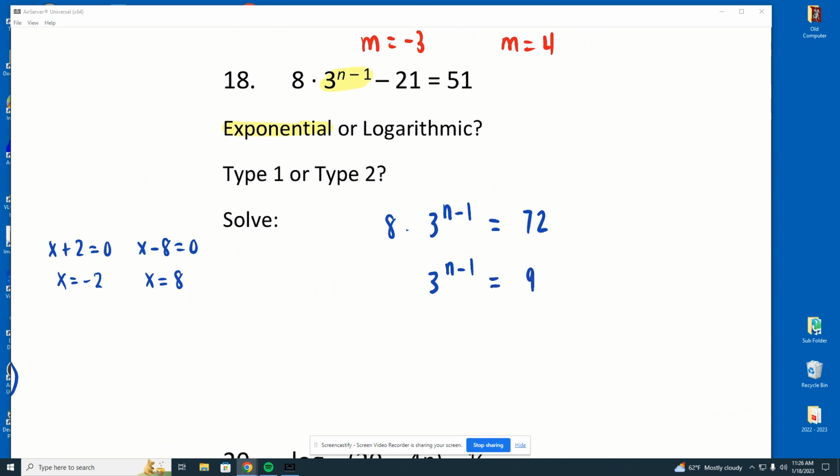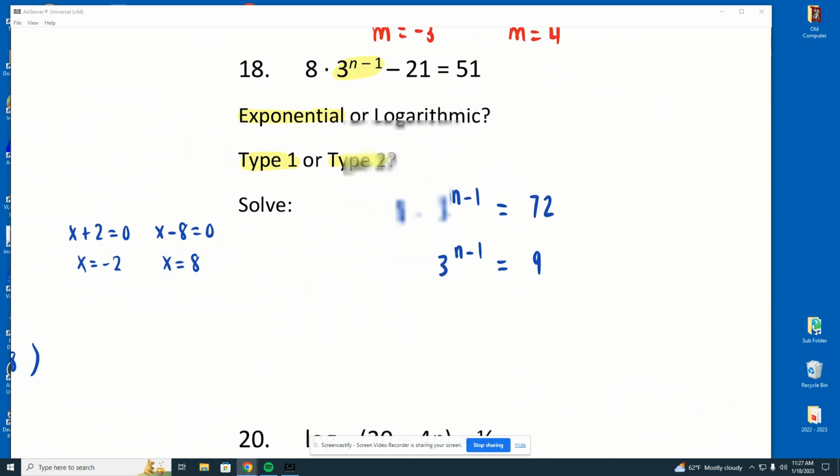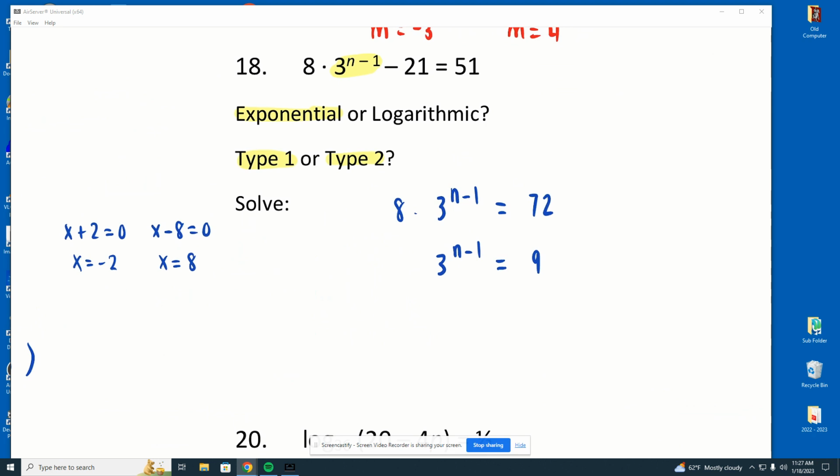And then honestly, hang on, let me get a calculator. This is a problem that could be solved using type 1 or type 2. Okay, you really have both options. And here's why. I can make 9 have a base of 3, 3 squared. Or I could rewrite this as a logarithm. Either way, you're going to come up with the answer. So I don't care which method you use. So let me just show you real quick both in case you're kind of stuck between two.